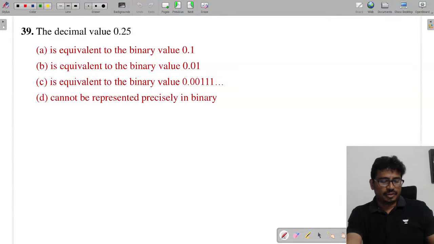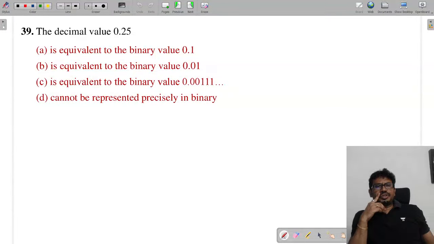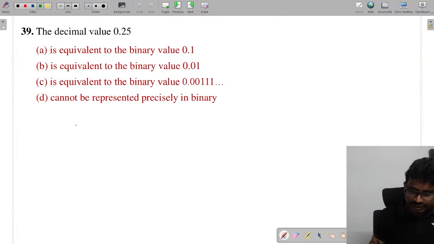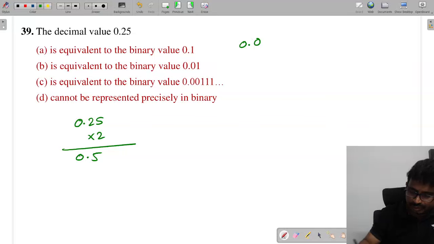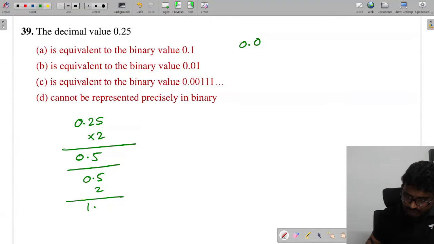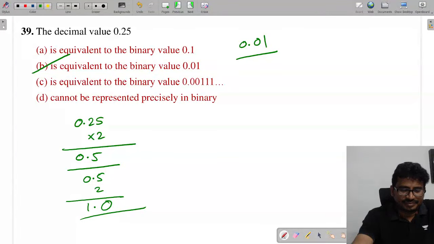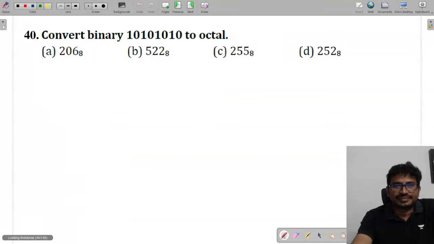Next. The decimal value of 0.25 is 0.25 decimal value. So simply multiply with what terminal? 2 se multiply karo. So this is 0.5. So this means 0.0. Next, again multiply with what terminal? 2 se multiply karo. 10. So this is 1. So what's the option? Tell me now. D. Next.